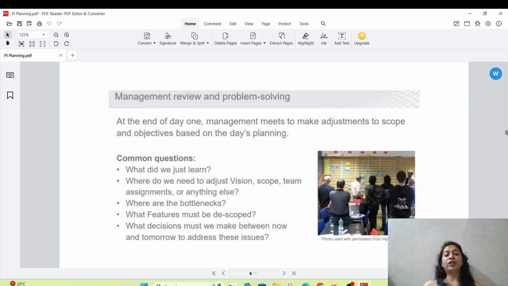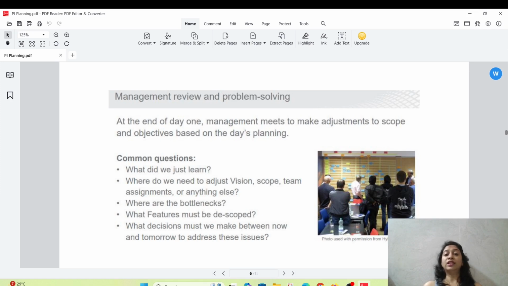How to do management review and problem solving. At the end of day one, management meets to make adjustments to scope and objectives based on the day's planning. Common questions arise: what did we just learn? Where do we need to adjust vision, scope, team assignments, or anything else? Where are the bottlenecks? What feature must be de-scoped? What decisions must we make between now and tomorrow to address these issues?